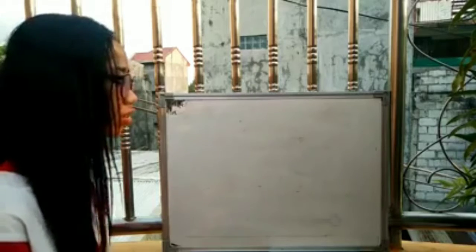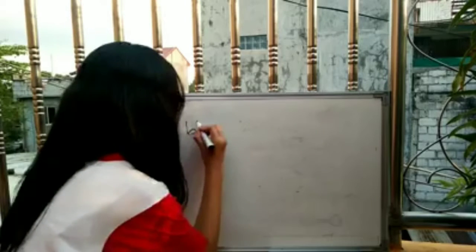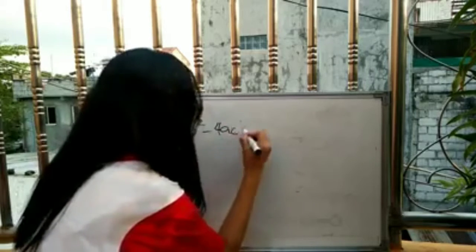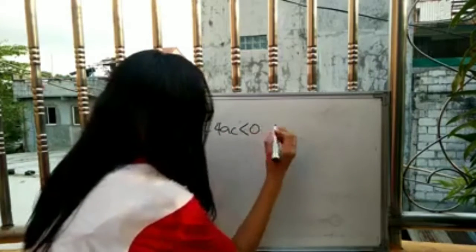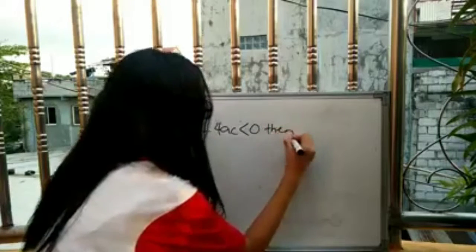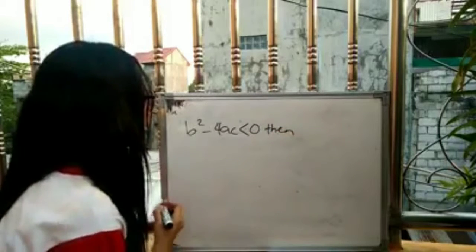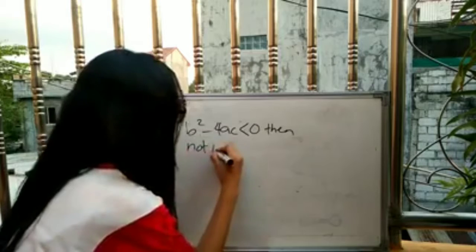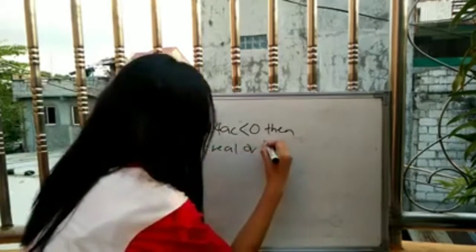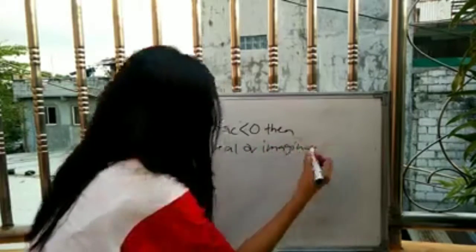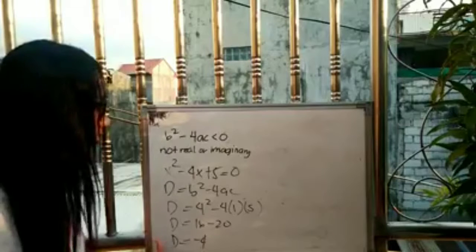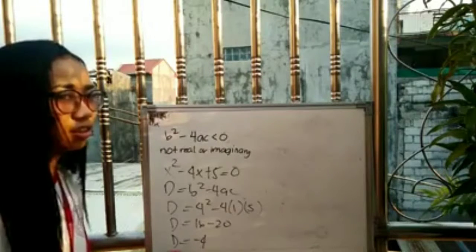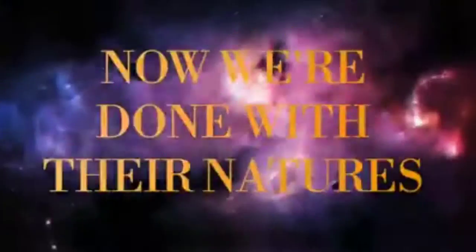The fourth nature of the roots is if b squared minus 4ac is less than 0, then the roots of it are not real, or imaginary.